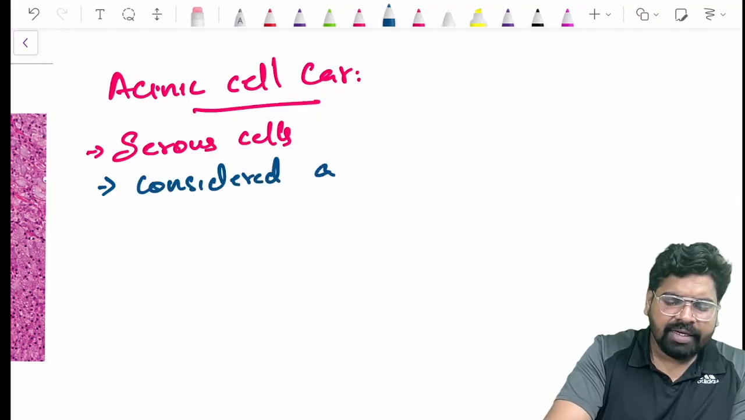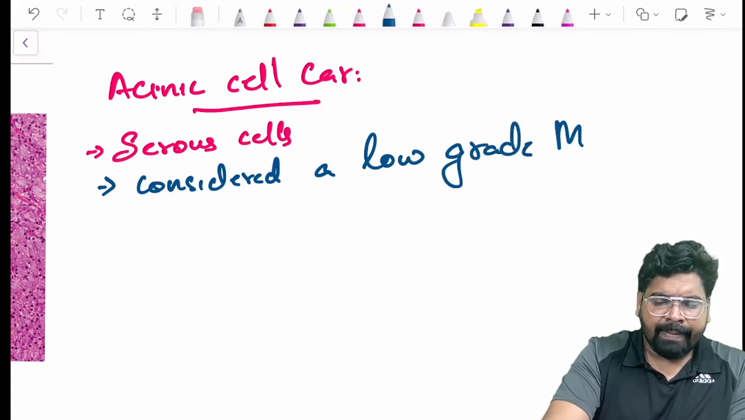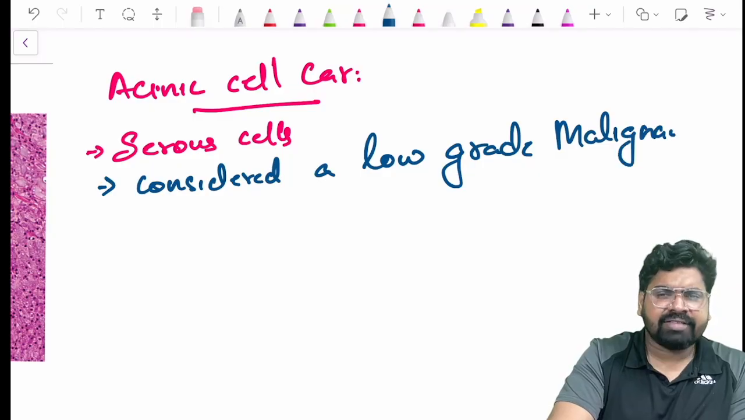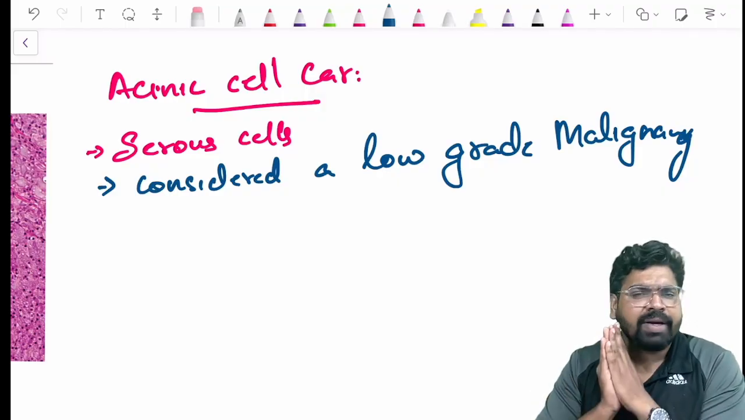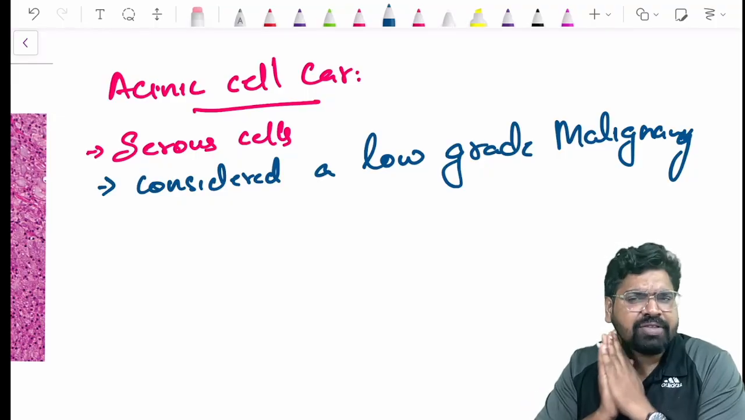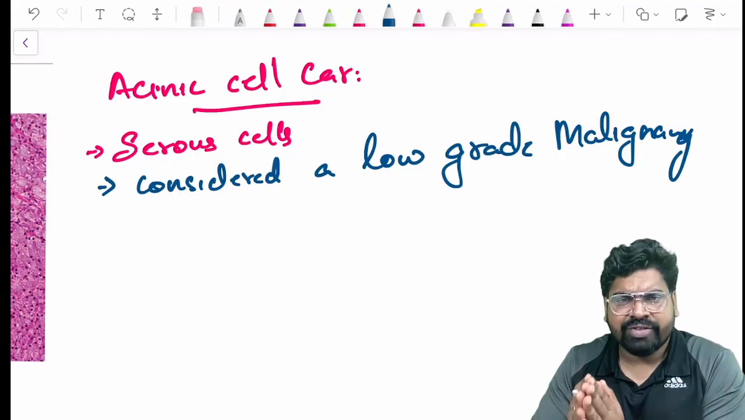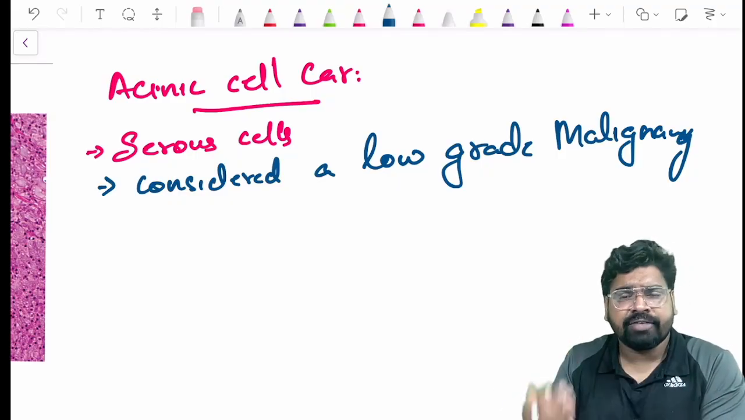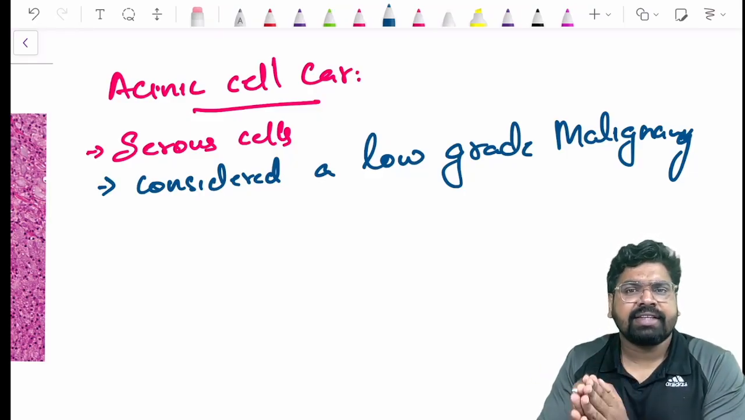It is considered a low-grade malignancy, because acinic cell carcinoma doesn't show much high-grade transformation, but it can. This is a previous concept. In old question papers you may see the question: which among the following carcinomas of the salivary gland is considered a low-grade malignancy? That is acinic cell carcinoma.